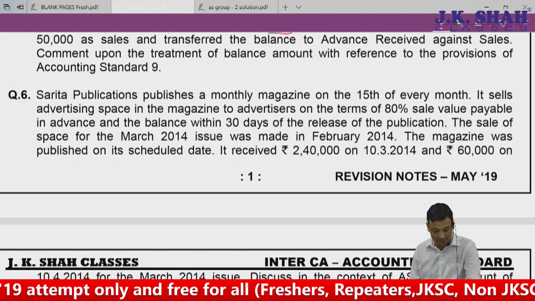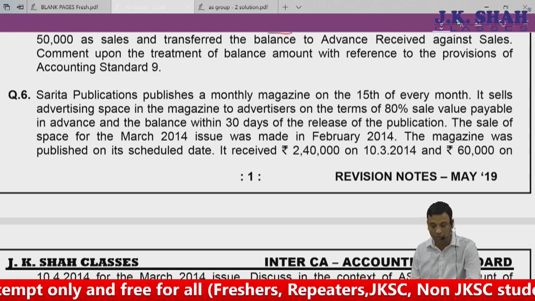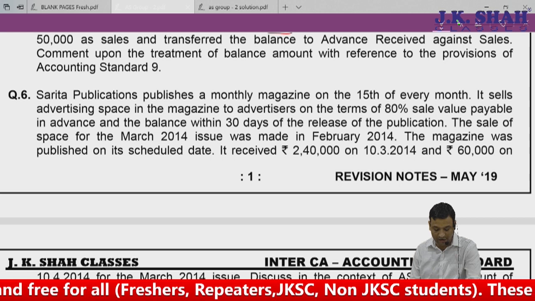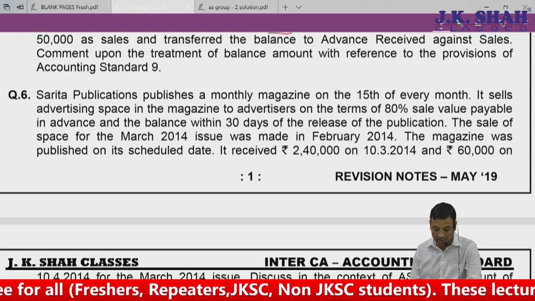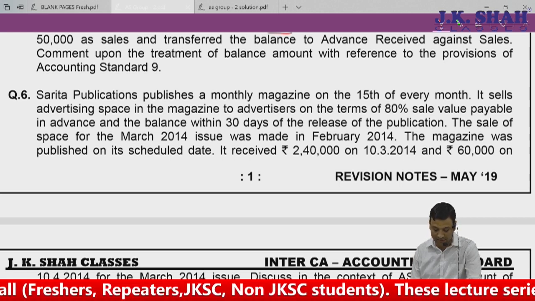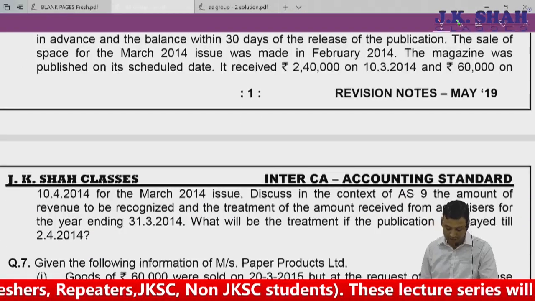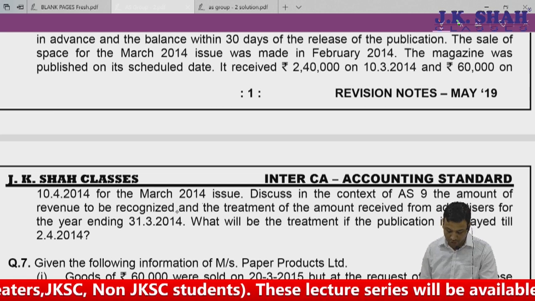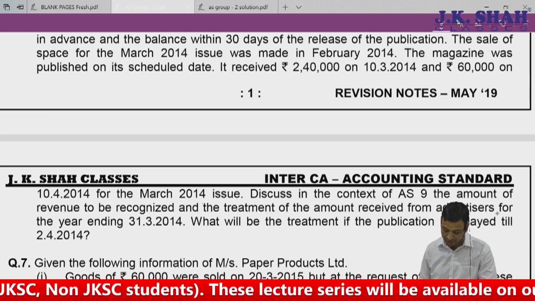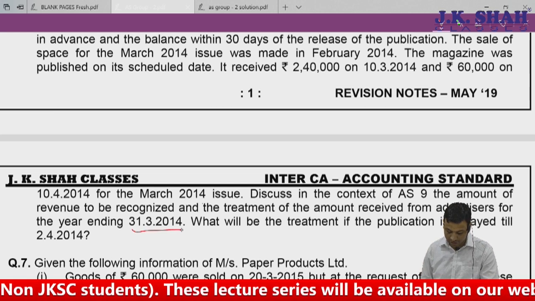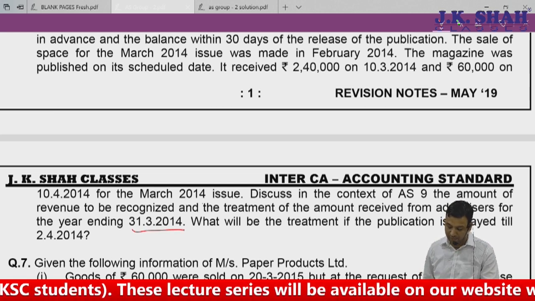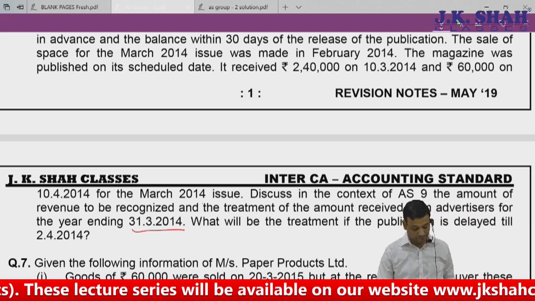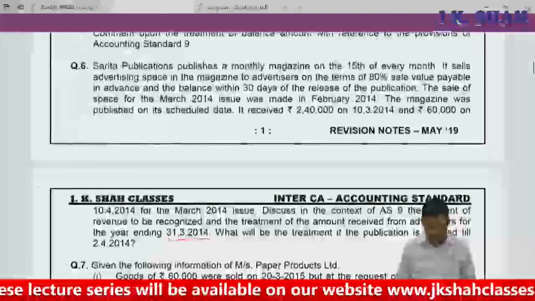The sale of the space in the March 2014 issue was made in February 2014. The magazine was published on the scheduled date. It received 2,40,000 on 10/3 and 60,000 on 10/4 for the March 14 issue. Discuss in the context of AS 9 the amount of revenue to be recognized and the treatment of the amount received from advertisers for the year ending on 31st March 14. What will be the treatment if the publication is delayed to 2/4/2014?